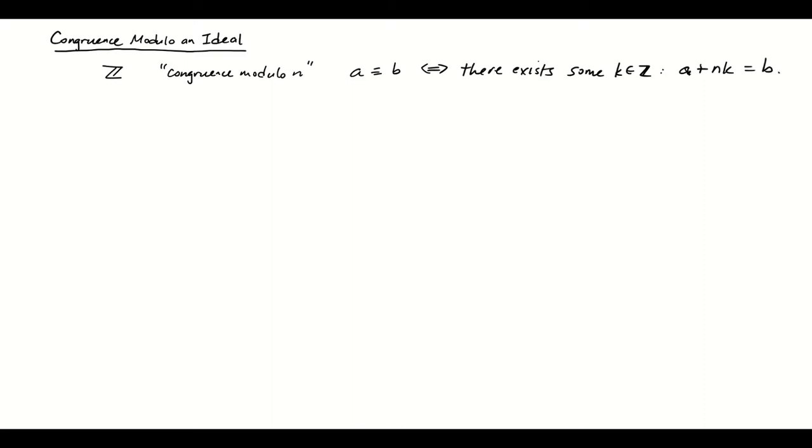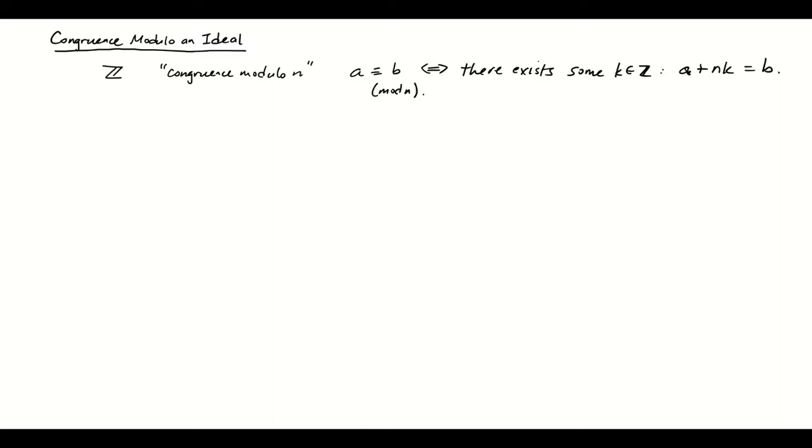In this video, we're going to talk about the idea of congruence modulo an ideal. You may remember when thinking about the integers, we can talk about congruence modulo n, or congruence mod n. The idea is that a is congruent to b if and only if there exists some integer k such that a plus n times k is equal to b. That's what it means for a to be congruent to b mod n. That is an idea of congruence that you've probably seen before.